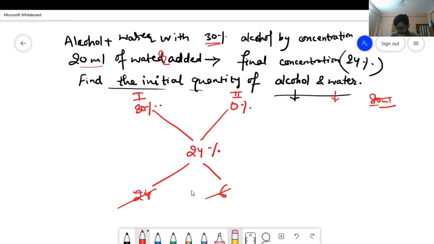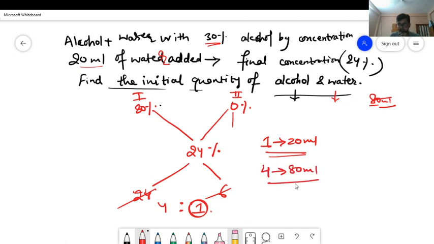We got the ratio, 4 is to 1. So 1 is what? 20 ml, right? This is the concentration of B. One part was 20 ml, and 4 parts are 80 ml. So 100 ml was the final quantity. You are right. Now, what would we need to do?